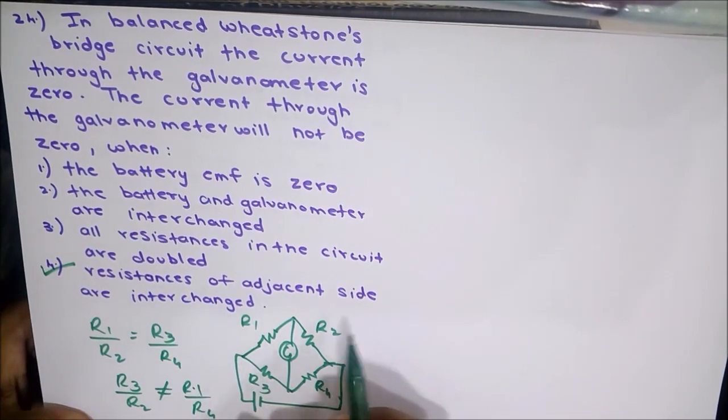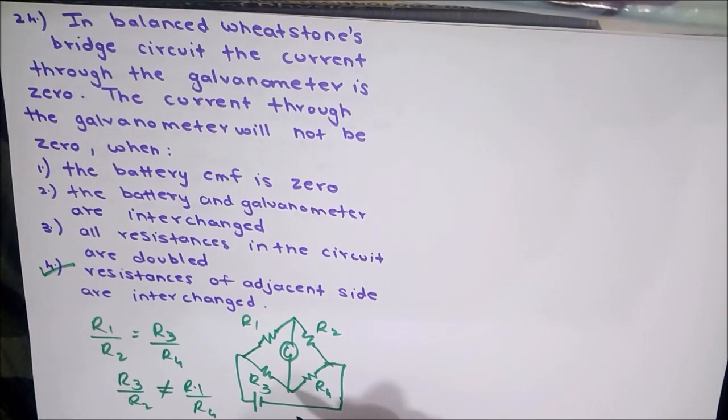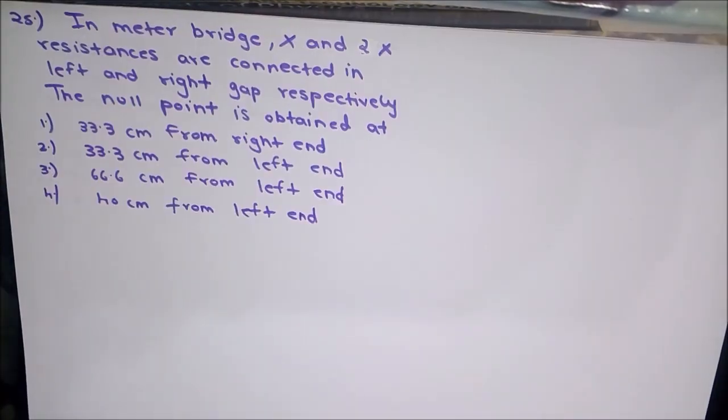When the resistance of adjacent sides are interchanged, the galvanometer current would not be zero. In meter bridge, X and 2X resistances are connected in left and right gap respectively. The null point is obtained at, there are four options: 33.3 centimeters from the right end, 33.3 centimeters from the left end, 66.6 centimeters from the left end, and 40 centimeters from the left end.